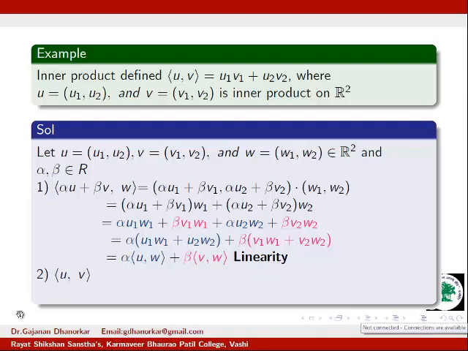Now the second property, symmetry, we have to prove. That means the inner product of u, v is equal to the inner product of v, u. As per our definition of this inner product, this is the usual multiplication: u1 v1 plus u2 v2, and I will write this multiplication as v1 u1 plus v2 u2. This is nothing but the inner product of v and u, and this is your symmetric property. So linearity holds, symmetry holds.